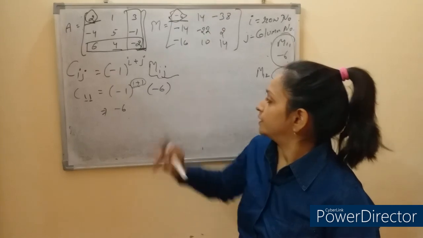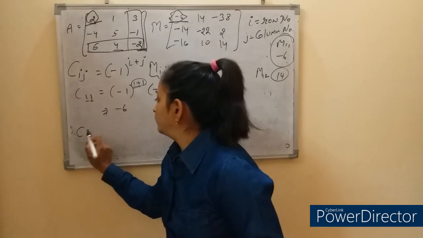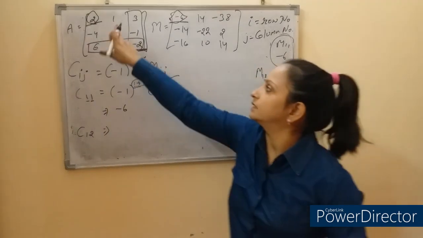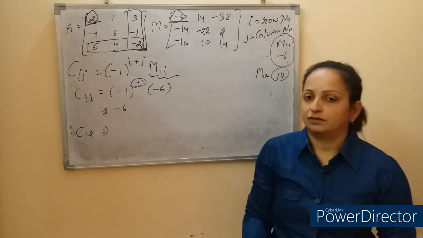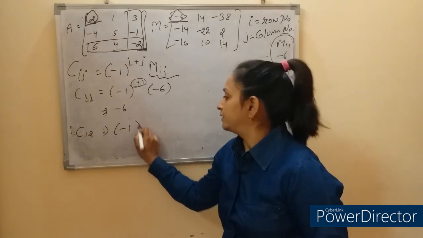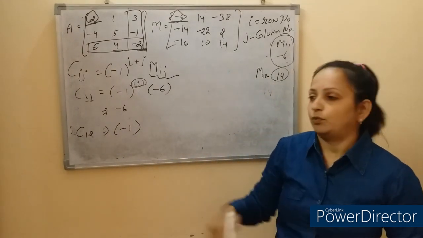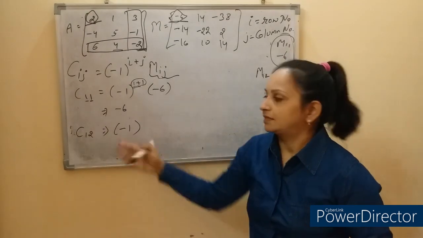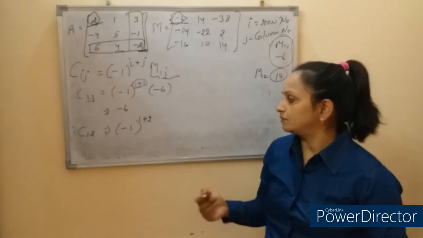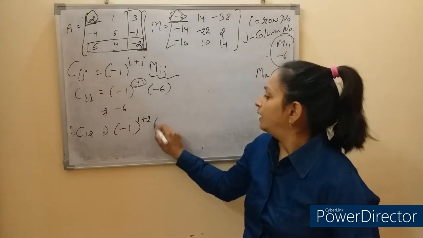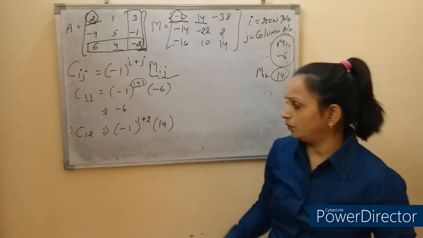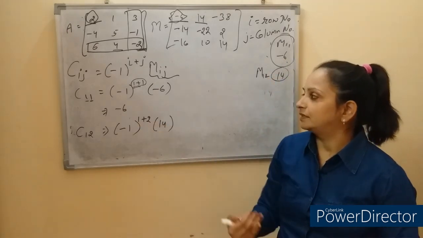Okay, so no change. Now let's say I'm going to check what is C12. That means the cofactor of this element, first row, second column. I am going to find out the cofactor. What does the formula say? Minus 1 raised to power i plus j. What is i here? 1. What is j here? 2. So I am writing 1 plus 2. So what is 1 plus 2? It will be 3. And Mij. What is Mij? It is plus 14. Okay. So 1 plus 2 is 3.